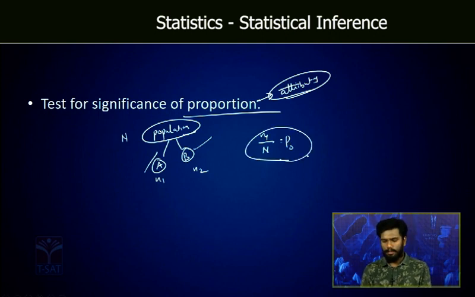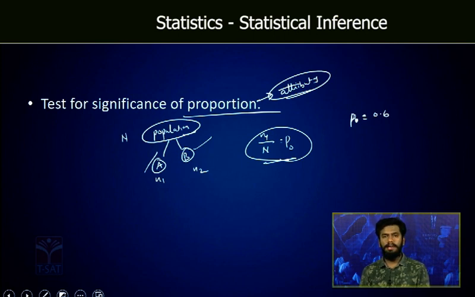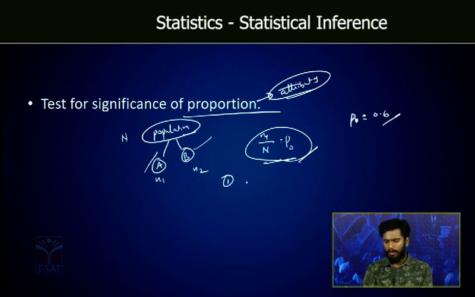Now we have to test the significance of this proportion. So let us consider there is a statement given that P naught is equal to some 0.6. The statement is given about the population. Now we have to check whether there is any significance between the given proportion P, 0.6, and the calculated proportion.